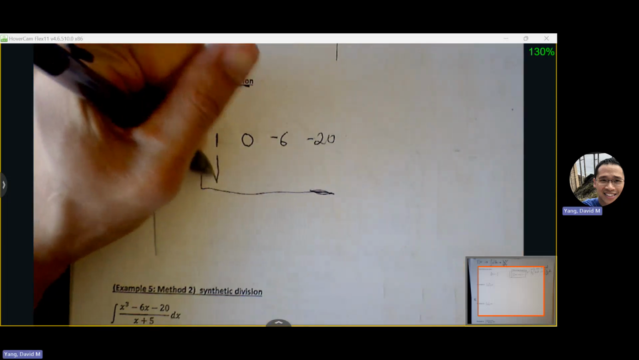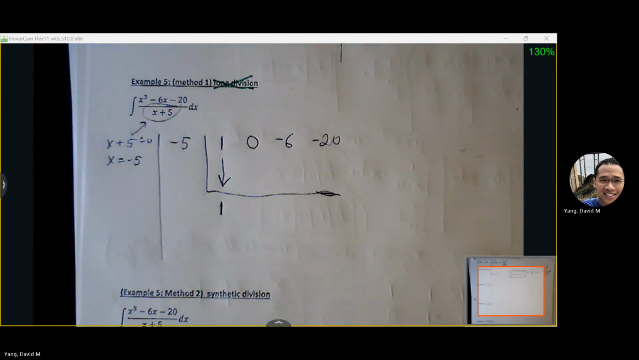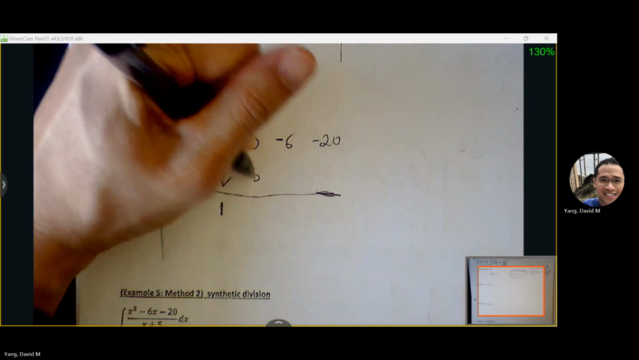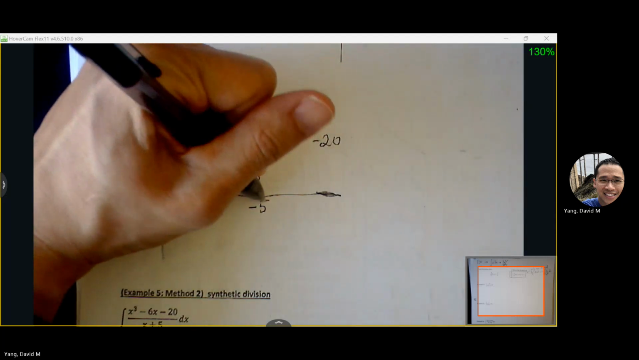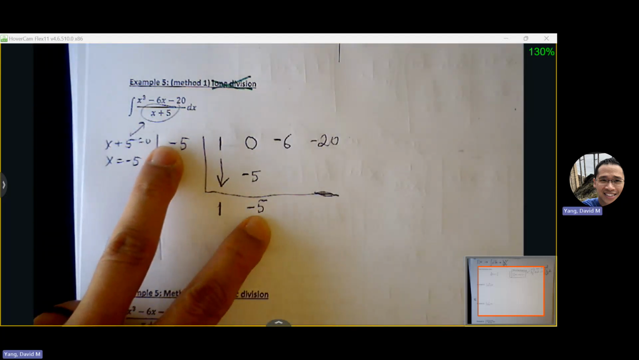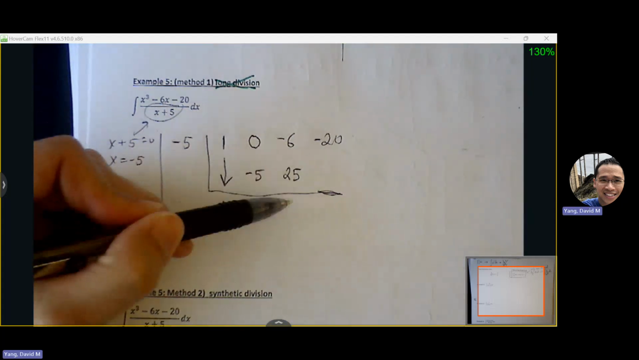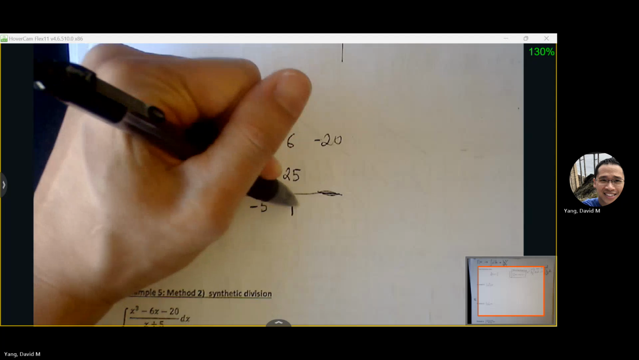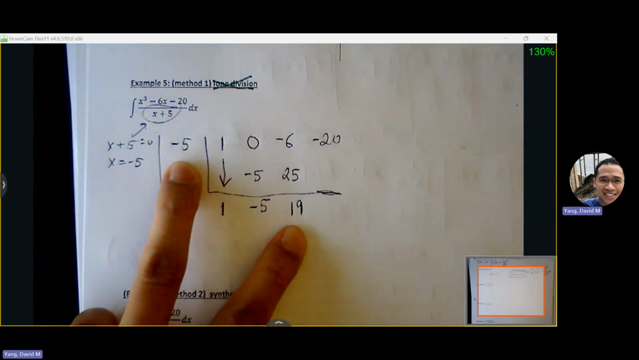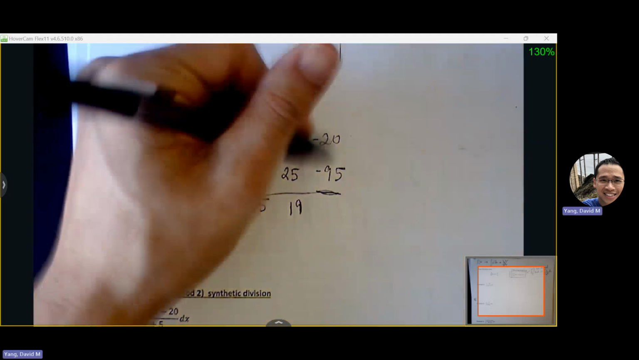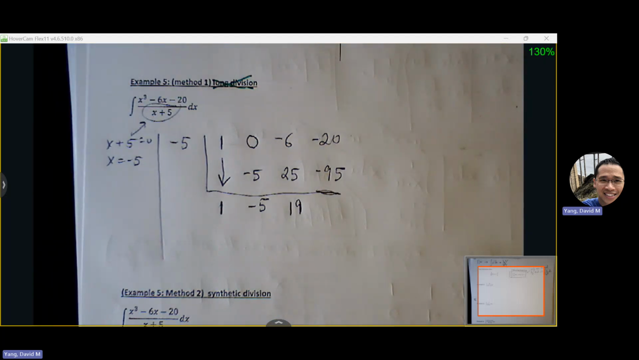Okay. So first thing, always bring the first number down below the line. Multiply. -5 times 1 is -5. Add. Multiply. Add. Multiply. -95. And then add again. So these numbers are a little bit large here. -115.